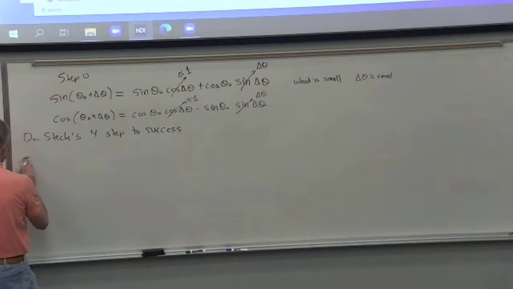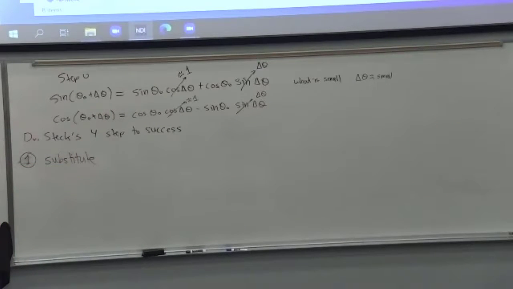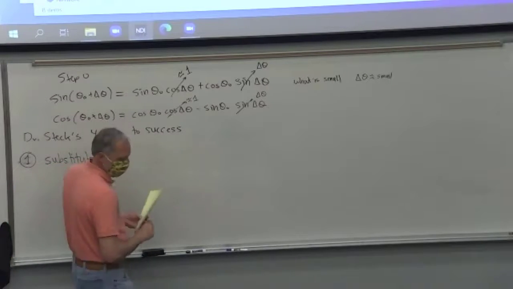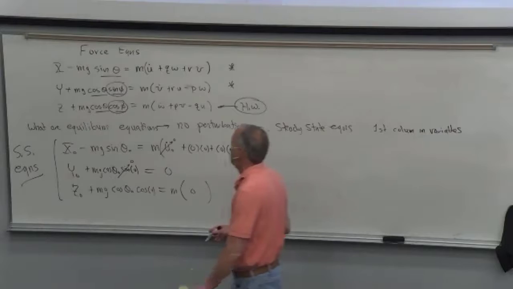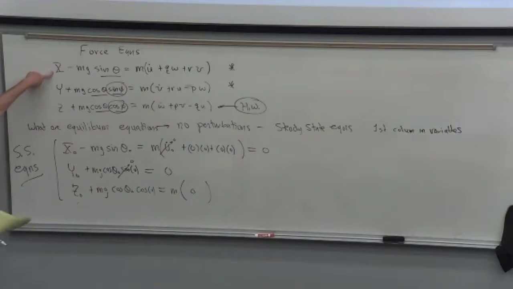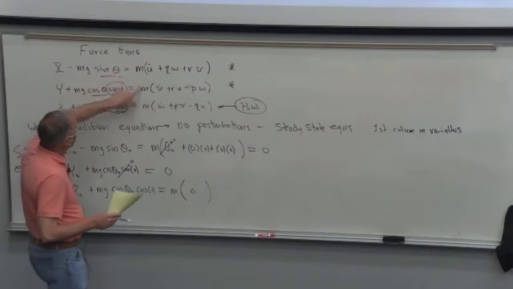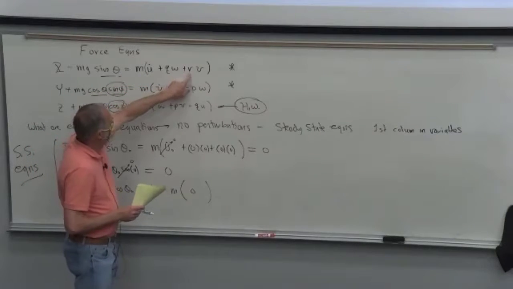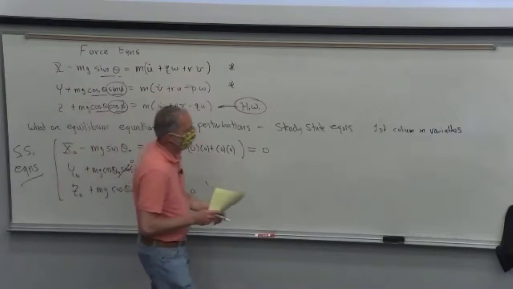So here's step 1, is to substitute. We kind of did that up here. We substituted the small perturbation plus the steady state. So substituting into the x equation, let me flip back over to that real quick so we can look at it. We're going to plug in x0 plus delta x, theta 0 plus delta theta, and u0 plus delta u. And then we're going to plug in q and w and r and v because there are no v0s or r0s and so on.